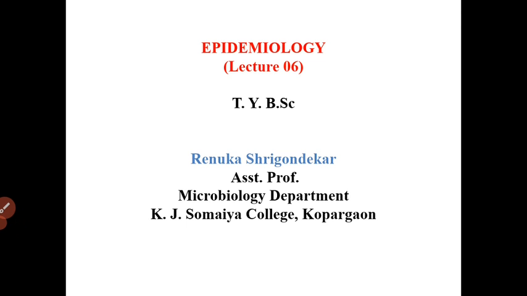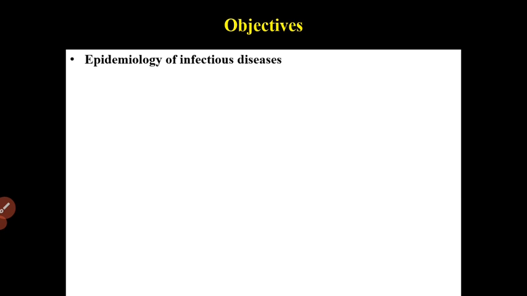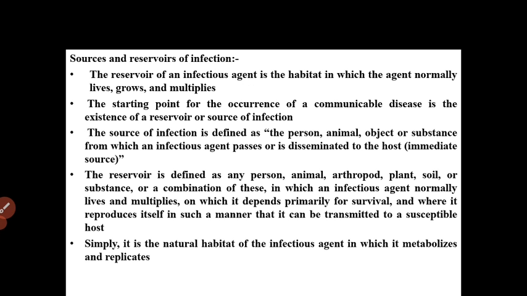Today we will move ahead with the objective: epidemiology of infectious diseases. In this we will see sources and reservoirs of infection, second, modes of transmission of infection, third, disease prevention and control measures. Now in this lecture we will see sources and reservoirs of infection. Let's start. Sources and reservoirs.